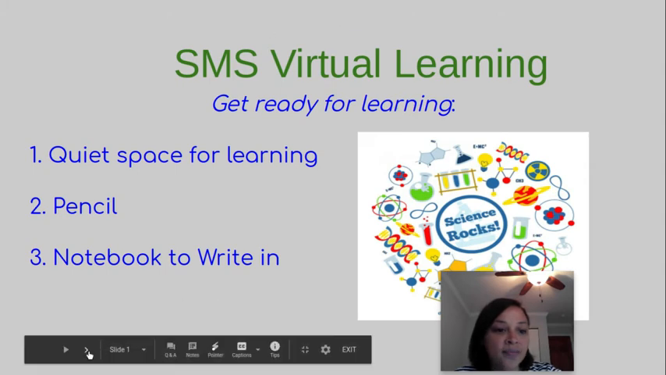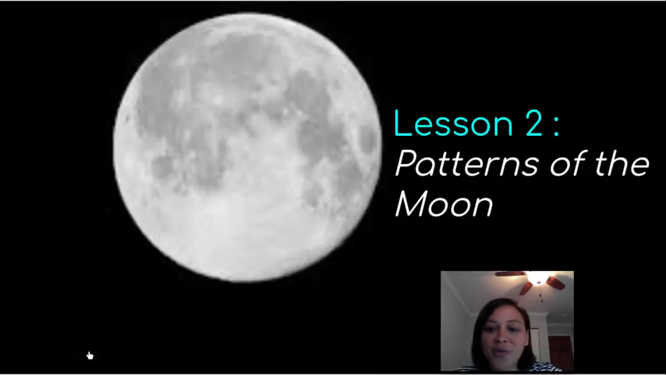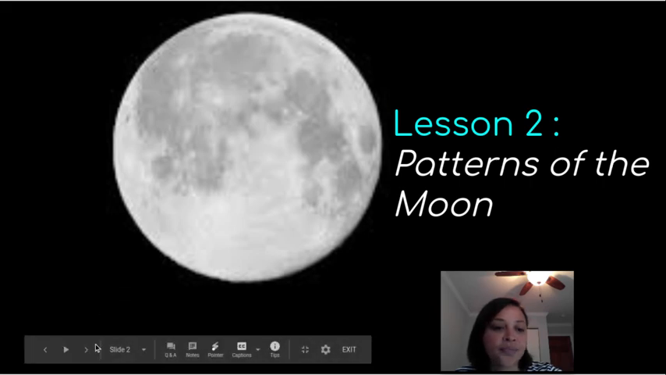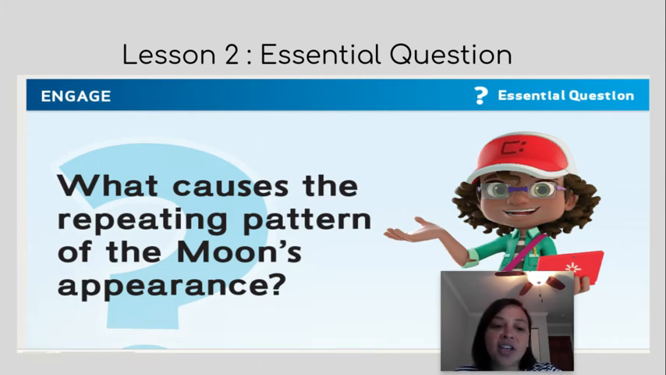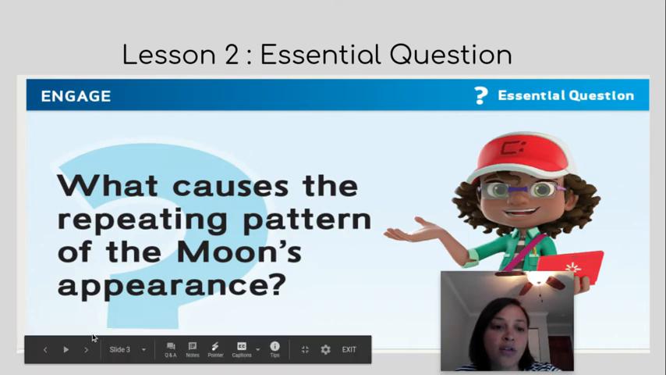So let's get started. We are going to move on to lesson 2 in the solar system called Patterns of the Moon. We're going to be learning about the moon this week. Our essential question for lesson 2 is what causes the repeating pattern of the moon's appearance? We're going to be able to answer this question at the end of the lesson with what we've learned. So we will return back to this question.